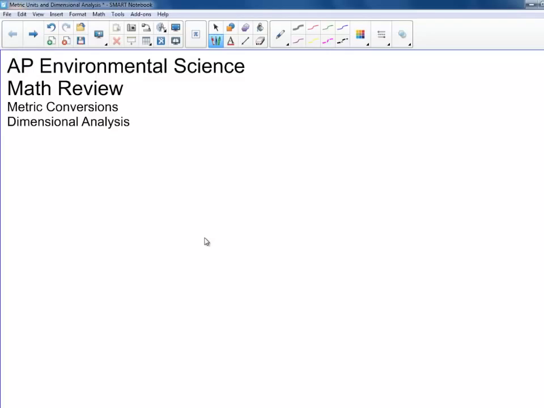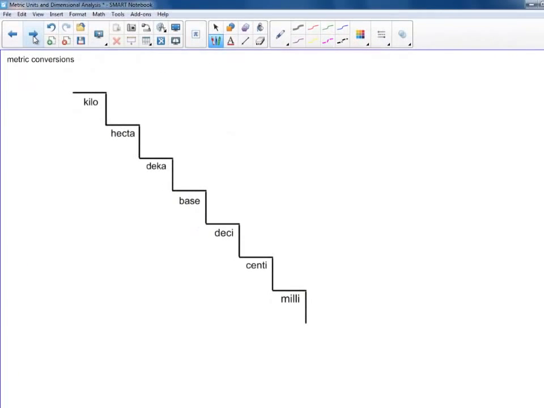Most of the units you're going to see on the AP exam will be metric, and that's great because they're all based on factors of 10. I hope you learned this somewhere along the way, but if you haven't, it's time to brush up on a few things. The metric system has a base unit for every type of measurement.